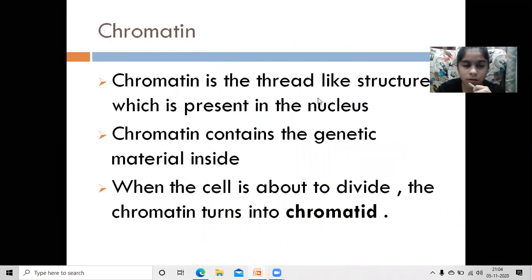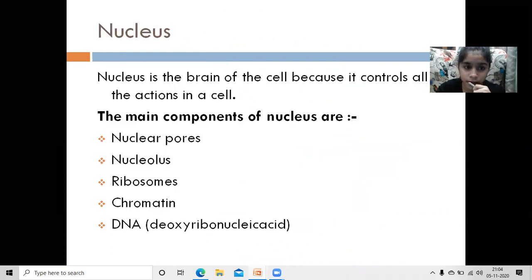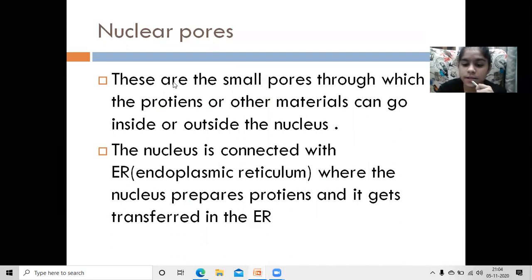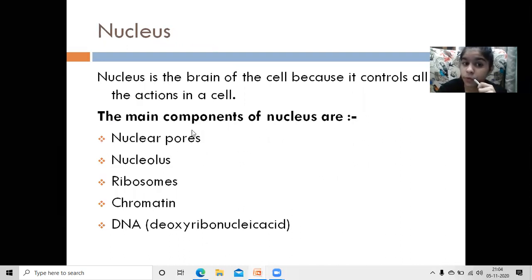Okay. So let's recall what all things the nucleus had. It had nuclear pores, through which transfer of ribosomes happened. It had the nucleolus. What was the function of the nucleolus? To produce ribosomes. Chromatin was the thread-like material, DNA. Clear to everyone? The nucleus was a very interesting topic.